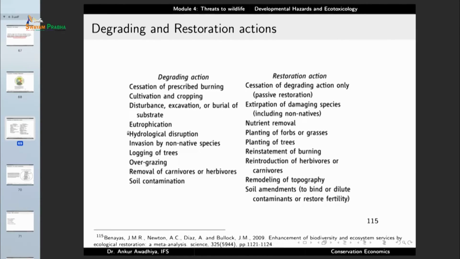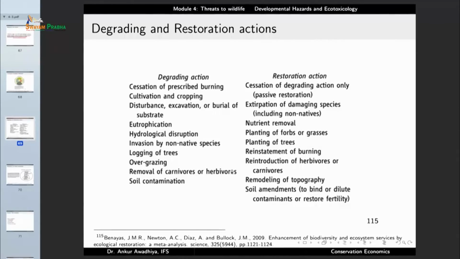Nutrient removal. In cases where you already have a eutrophication, you may try to remove certain nutrients to remove the negative impacts. Planting of grasses and grass-like other herbs or forbs. So especially in those areas where you have done an excavation, if you plant grasses, then the soil will get stabilized. Or planting of trees, or reinstatement of burning if you were not doing the prescribed burning. That is a restoration action. Remodeling of topography, especially in cases where you have already dug a huge excavation pit or where you have already created huge mounds of waste. So, in that case, remodeling of the topography to ensure that these wastes do not get washed away. That is a restoration action.